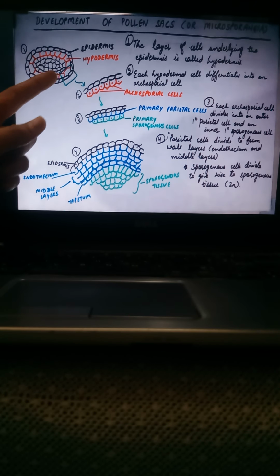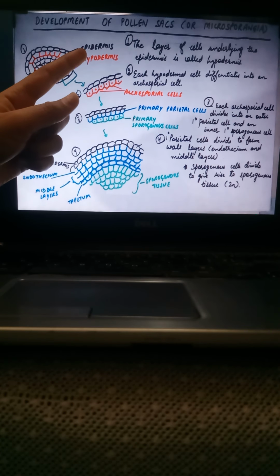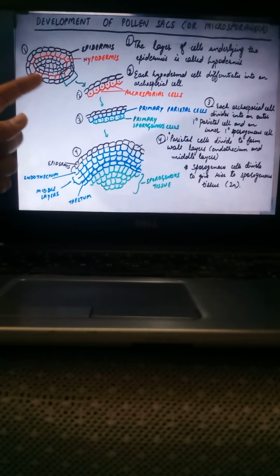Inside each pollen sac we can see there is an outer layer called the epidermis, as in each and every plant structure, and the lining present below the epidermis is called the hypodermis. Epidermis means the upper layer, epi means upper, hypo means lower. So below the epidermis, the hypodermis is present. These hypodermal cells play the major role in the formation of the pollen grain.